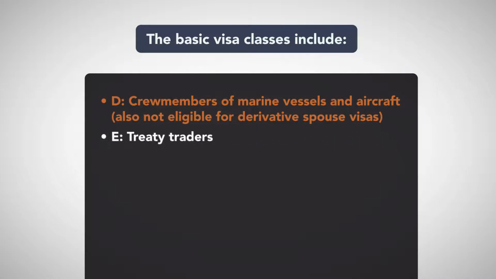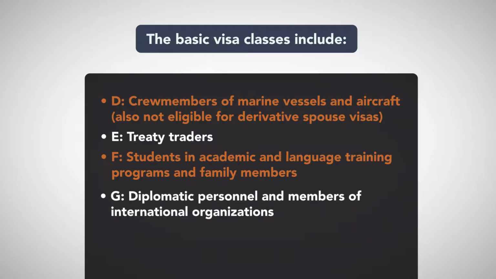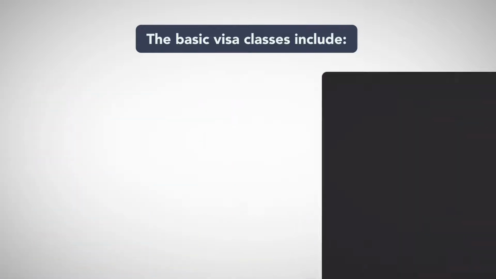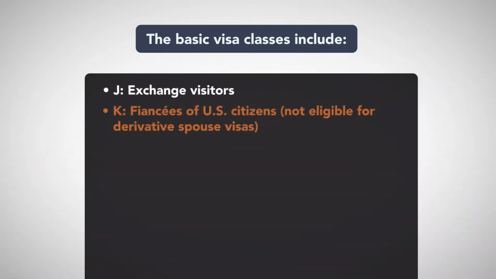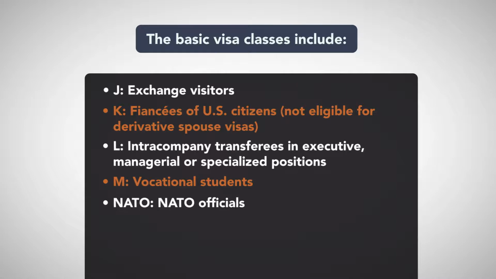E. Treaty traders. F. Students in academic and language training programs and family members. G. Diplomatic personnel and members of the international organization. H. Specialized workers. I. Foreign informational media representatives. J. Exchange visitors. K. Fiancés of U.S. citizens, not eligible for derivative spouse visas. L. Intra-company transferees in executive, managerial, or specialized positions. M. Vocational students. N. NATO officials.